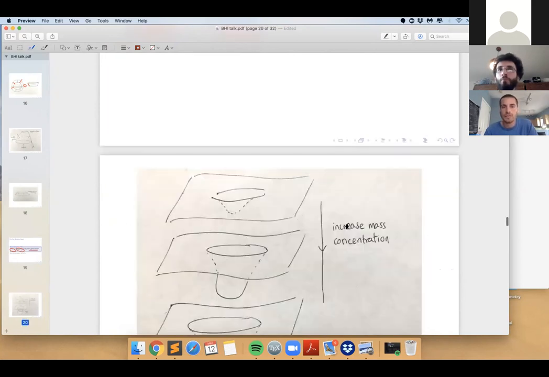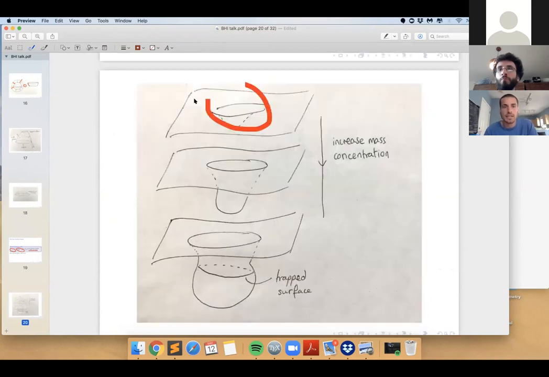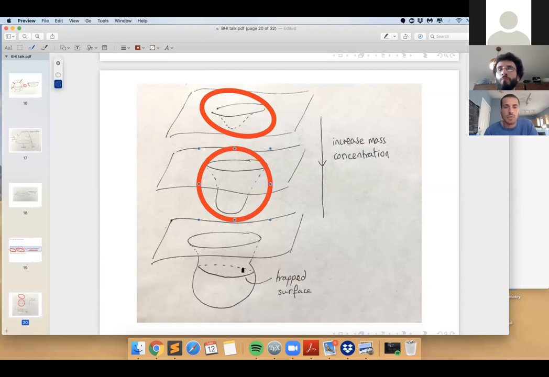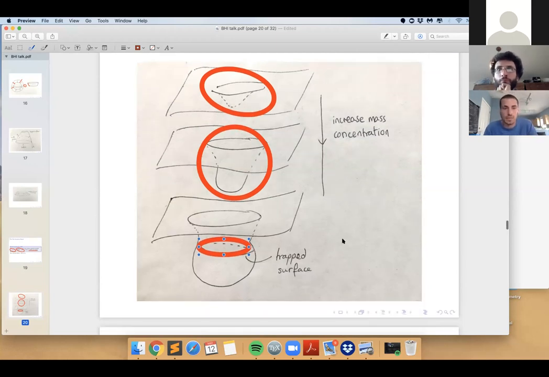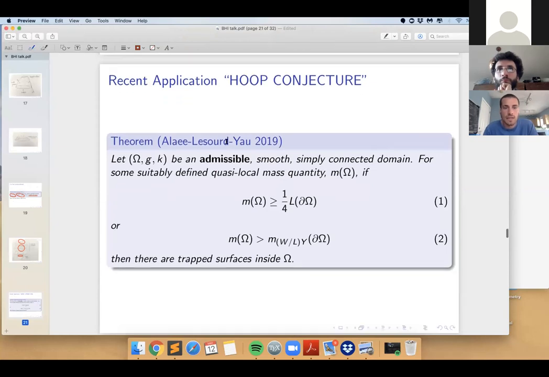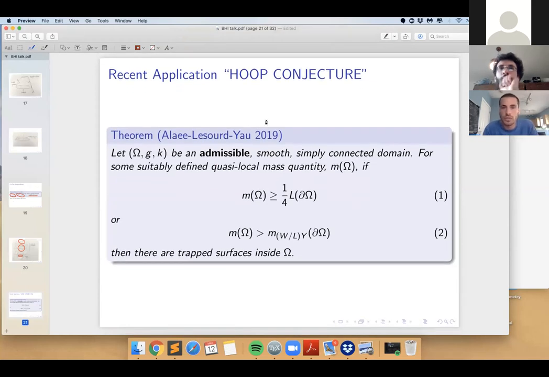So the picture I have for this theorem is, here's a lovely little initial data set. I increase the mass concentration, make it bigger and bigger and bigger, and lo and behold, suddenly I form a trapped surface, right? So this is what this theorem is telling me. You might ask, what does this theorem do? Well, recently it was applied by Gill, myself and Yau, where we essentially gave a kind of modern version of the hoop conjecture. We were able to show that if some mass associated with some domain exceeds a length bound associated with the boundary of the domain, then in fact there are trapped surfaces inside Omega.